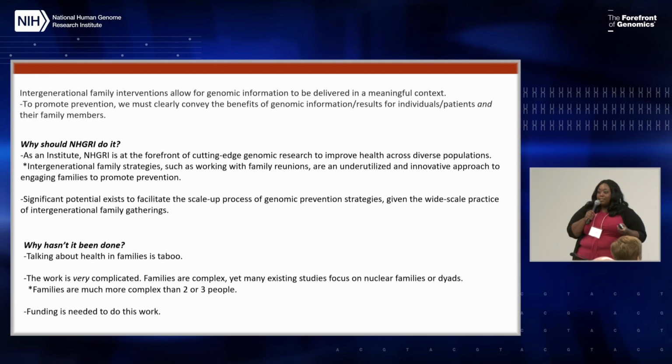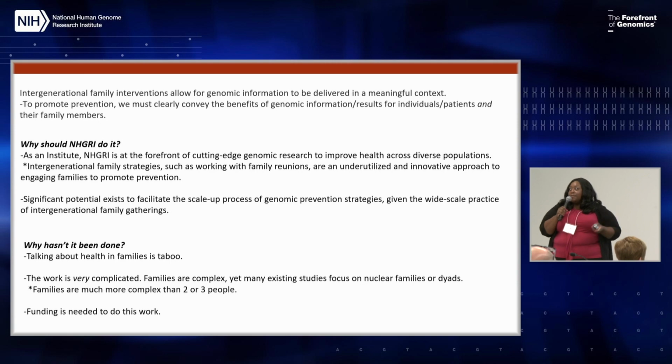And then why hasn't it been done? Talking about health and families is taboo. And so once again, once families start to be more knowledgeable about the benefits of genetic information, I think that they'll be more open to the preventive benefits. And then this work is very complicated. Families are complex, and so many studies only have focused on smaller nuclear families or dyads, and families are much more complex than just 2 or 3 people, and we can learn a lot from intergenerational families.